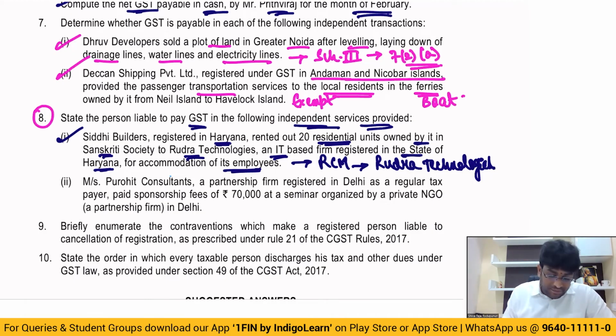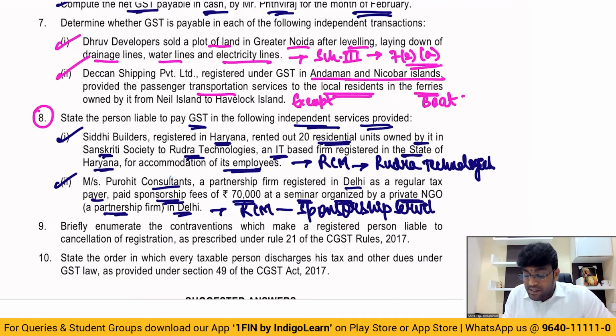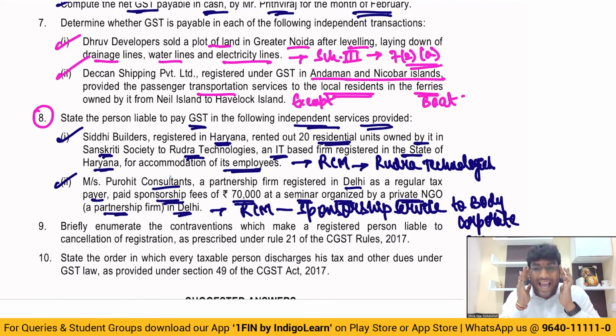Next point. Purohit Consultants, a partnership firm registered in Delhi as a regular taxpayer, paid sponsorship fees of 70,000 at a seminar organized by a private NGO, a partnership firm in Delhi. This transaction, my dear friends, is also covered under RCM. The reason being sponsorship service. Sponsorship service to a body corporate or firm is specifically covered under reverse charge mechanism. In this particular question, my dear friends, the receiver is Purohit Consultants, which is a partnership firm.